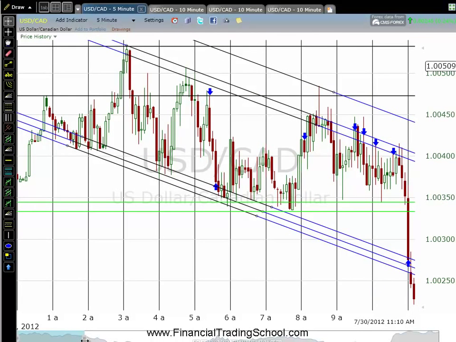It could bounce, or it could just break through like that. If it breaks through like that, then you have problems. So now that it has made a new low, what you want to do is make new trend lines.